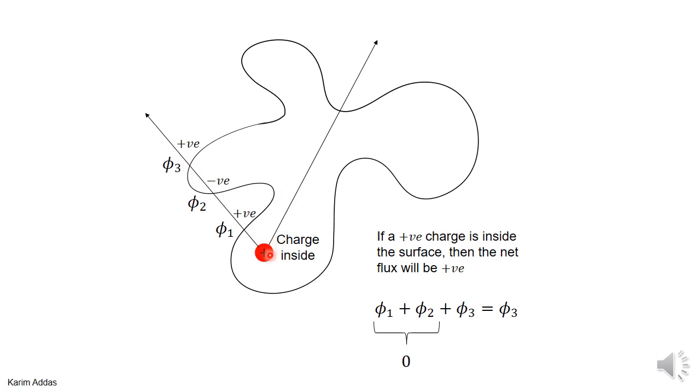So it doesn't matter where you put your charge inside the surface. As long as the charge is inside the surface, and if it's a positive charge, the total electric flux through the surface will be positive.